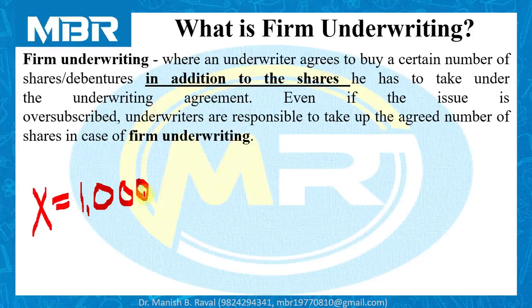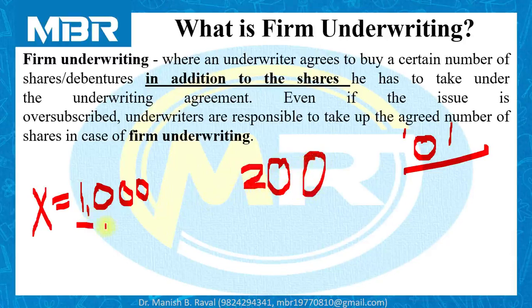Now, if the entire issue is subscribed by the public, the net liability of the underwriter becomes zero. And if net liability becomes zero, the underwriter is not liable to purchase any share, or the company is not able to allot any share to the underwriter if the liability of underwriter X is zero. Now, X has decided to purchase 200 equity shares from the company.